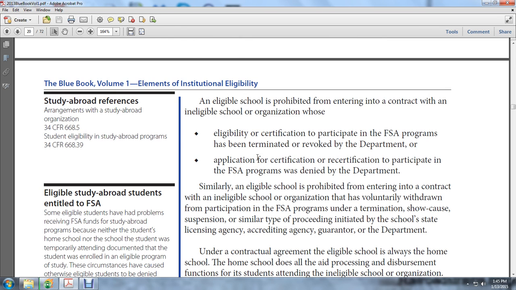Student abroad references: arrangements with a student abroad organization are covered in Title 34 Code of Federal Regulations 668.5, and student eligibility for student abroad programs is in Title 34 668.39. An eligible school is prohibited from entering a contract with an ineligible school or organization whose eligibility certification to participate in federal student aid programs has been terminated or revoked by the department, or whose application for certification or recertification to participate in federal student aid programs has been denied by the department.